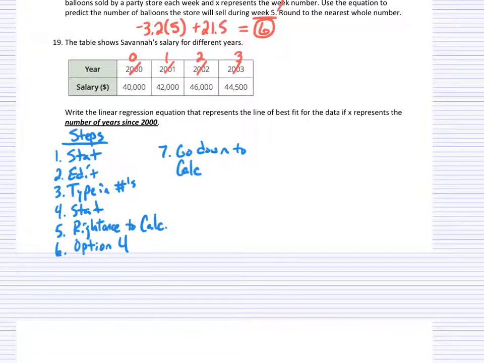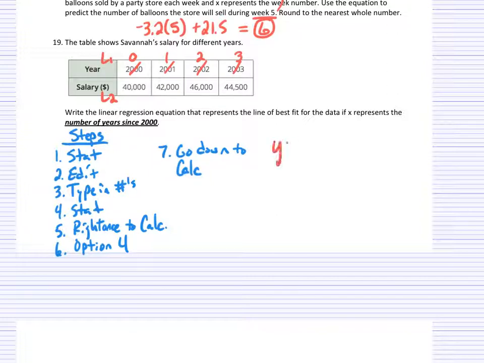So step number 1, we hit stat on our calculator. We click enter for edit, and we type in our numbers. And the year goes under list 1, and the salary goes under list 2. Once we get those numbers typed in, we hit stat again. We click right once to go over to the calc tab. Choose option 4, which is linear regression. And depending on your software, with mine, I always had to go down to calculate and hit enter, and then my answer would pop up.